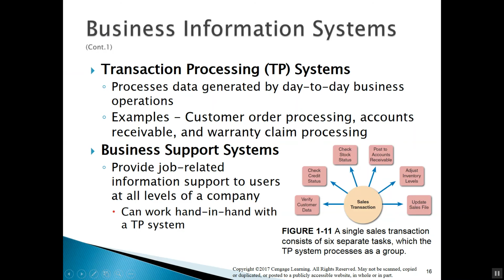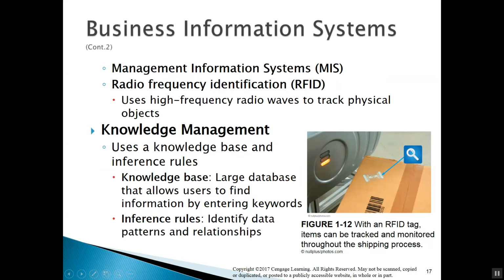Okay. We've got TP systems, or transaction processing systems, and all they do is process transactions, like credit card processing. That's a TP system. We've got business support systems. They provide job-related information support to all levels of the company. It's like a help desk. There's knowledge management, which is a large database that allows users to find information using keywords that tie to specific pieces of information.